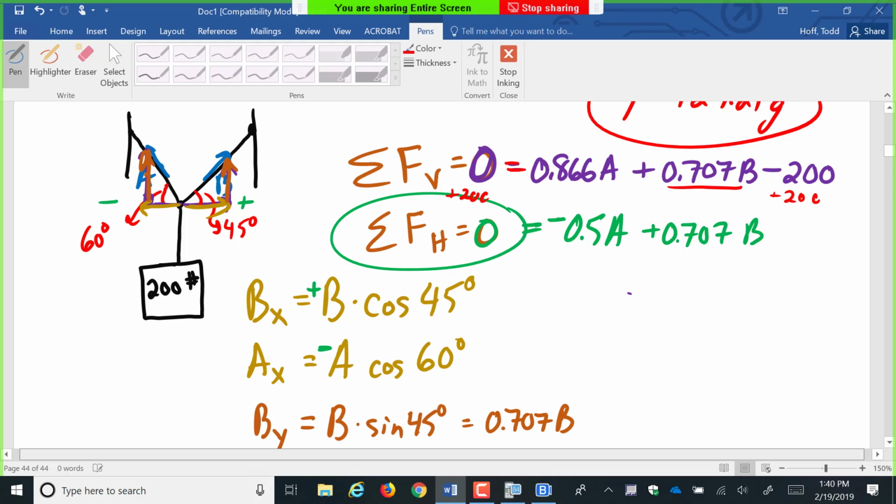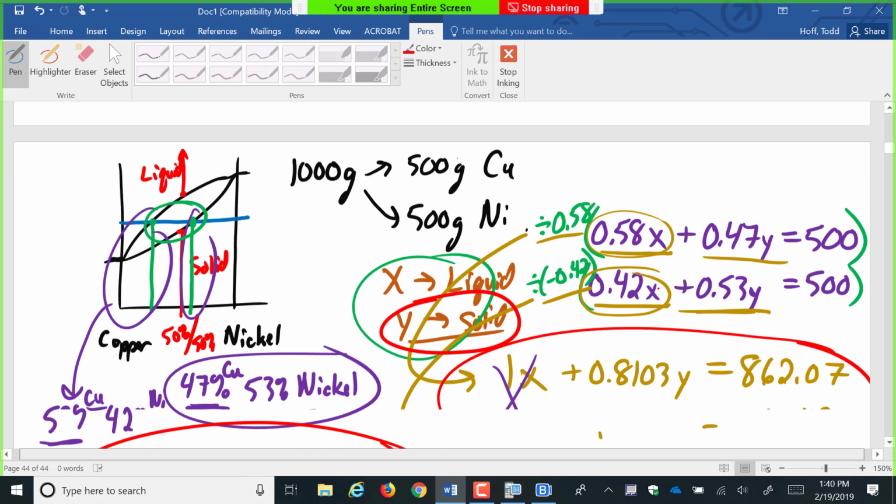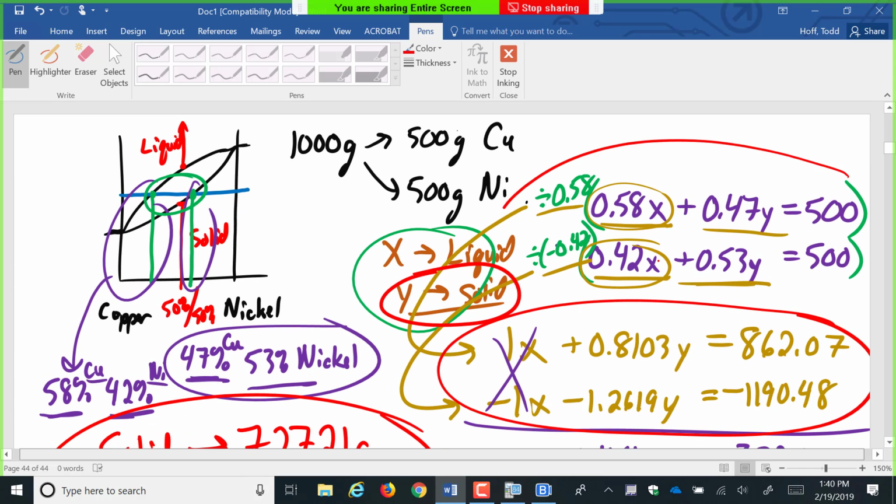Now, here I've got both B's have 0.707, so I just need to multiply one equation by -1. But in many cases, if those aren't the same, trying to multiply to make one of those variables cancel out is going to be next to impossible. So just like we did up here, rather than multiplying the equations, we can divide by the coefficients for one variable in order to make that variable have a coefficient of 1 and -1. Does that make sense?